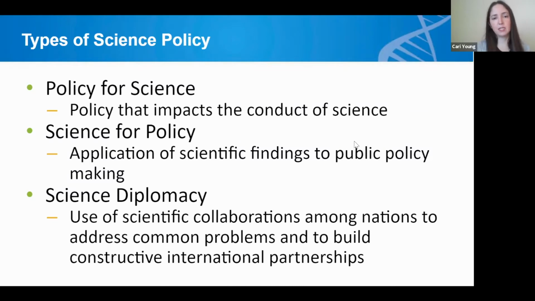Lastly, is science diplomacy. So Andrea talked a little bit about norms, and this is one area that really affects that. So science diplomacy is a bit broader. It's the use of scientific collaborations among nations to address common problems and to build international partnerships. So as an example here, there's the Fogarty International Center at NIH that drives NIH's main global health diplomacy efforts.